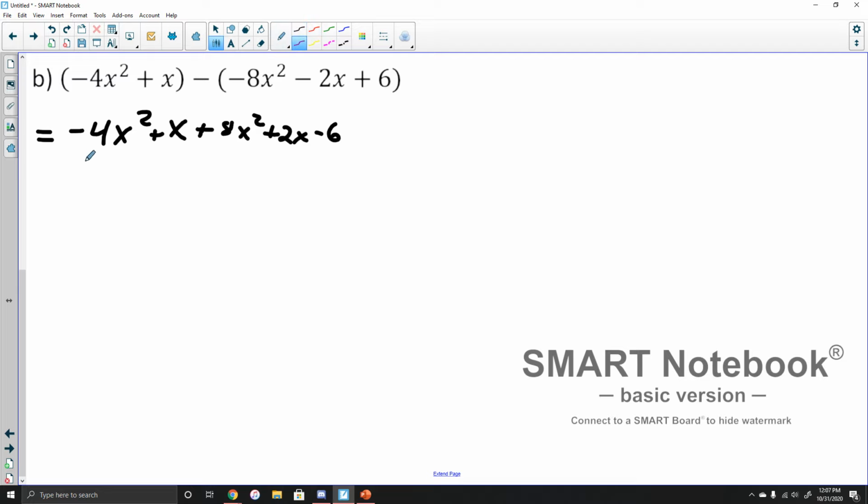And now again, we can go through. I see negative 4x squared plus 8x squared. Those are only x squared terms. We have positive x and plus 2x there. And then here, the negative 6 is just all by itself. So what we really have is negative 4x squared. Let's put these together. Plus 8x squared plus x plus 2x. And then minus 6.